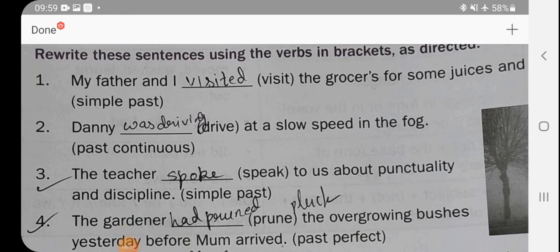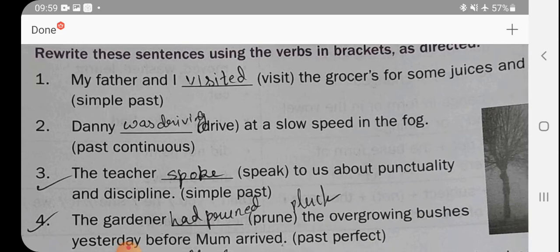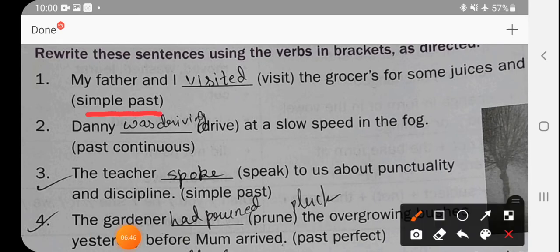Further, I am going to explain the exercise. This is exercise C of your English language book. You have to rewrite these sentences using the verbs in brackets as directed. The father and I visit. What is the simple past form of visit? It is the second form, visited. The second form of visit is visited.